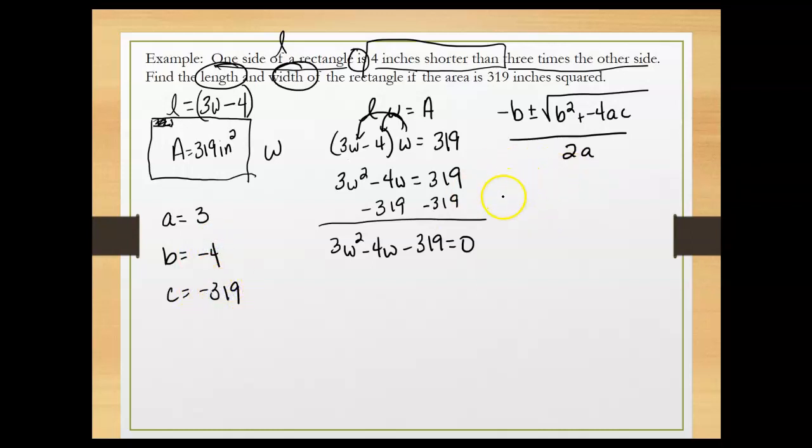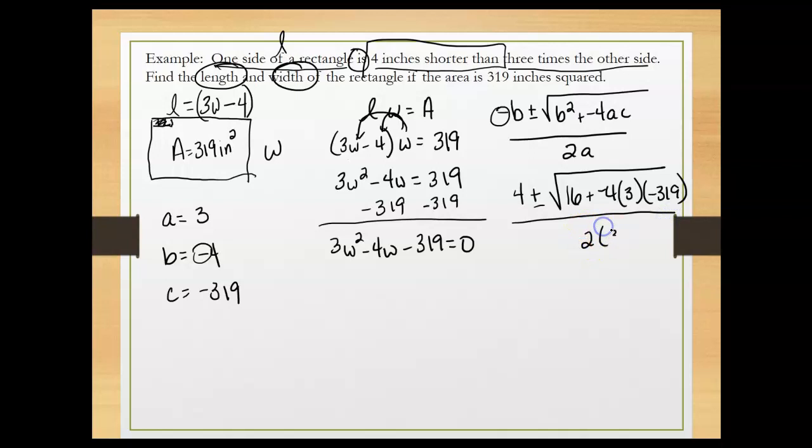So when I substitute in, a negative negative 4 becomes a positive 4 because there's a negative in front of the b and a negative on the 4. Plus or minus the square root. Well, b squared, a negative times a negative becomes a positive 16. Plus negative 4 times a times c. All over 2 times a. I'm going to go down here to finish this.